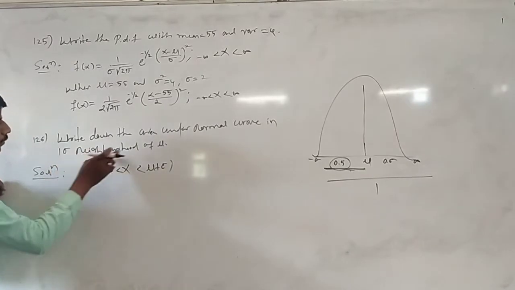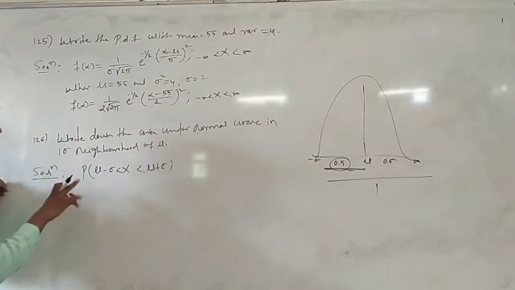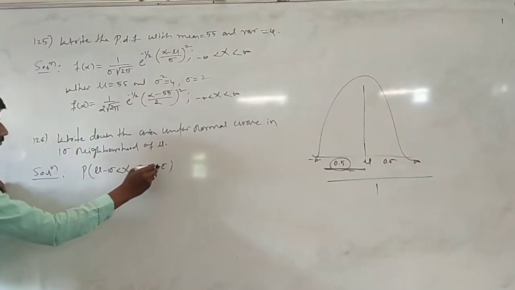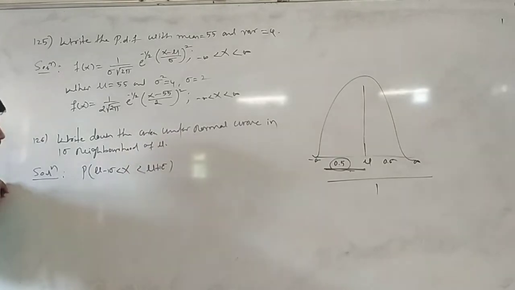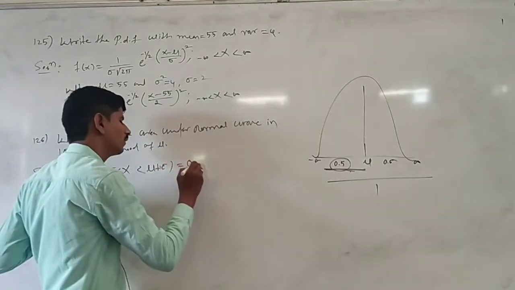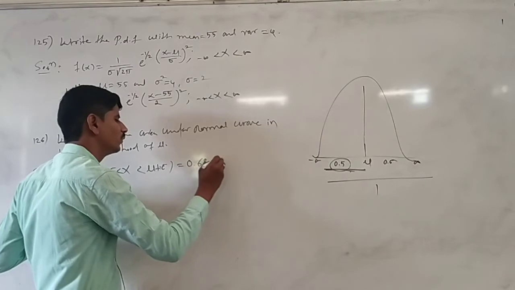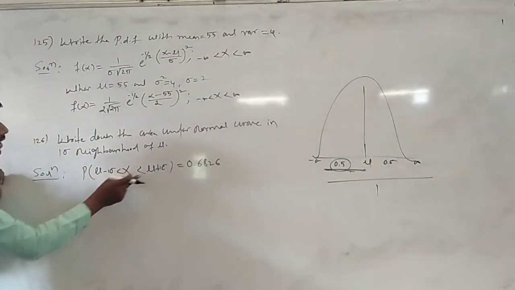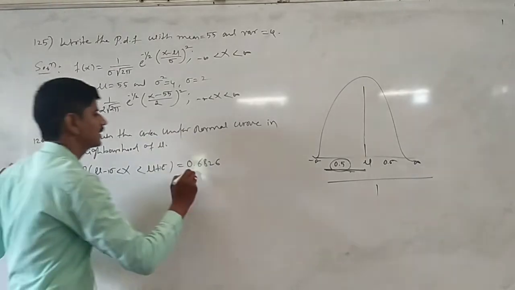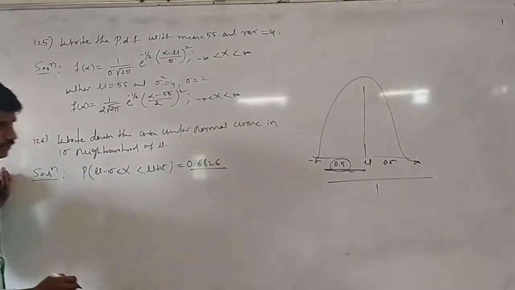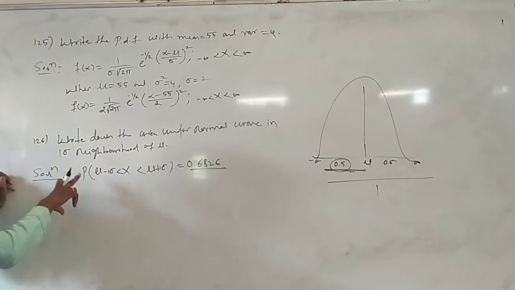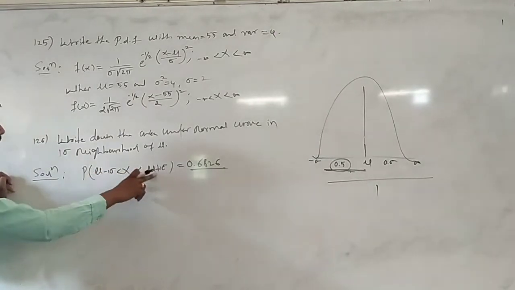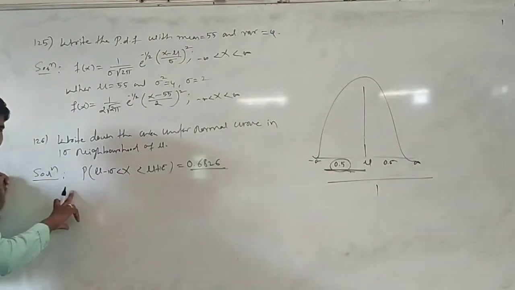Here, 1 sigma neighborhood of mu means mu minus sigma to mu plus sigma. Here, the probability of x between mu minus 1 sigma and mu plus 1 sigma is 0.6826. It is the answer. Okay, area property of normal distribution: probability of x lies between mu minus sigma and mu plus sigma is 0.6826. Second area property.